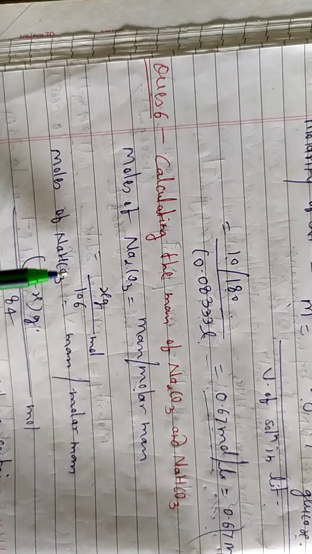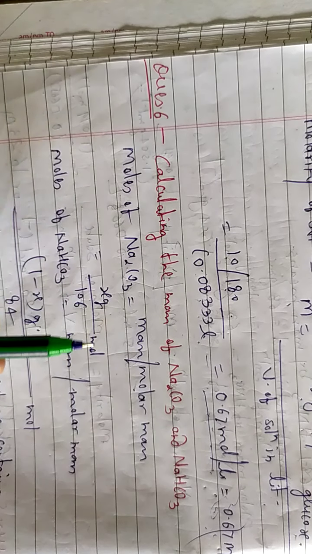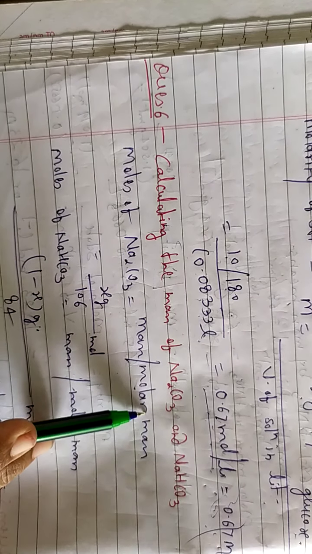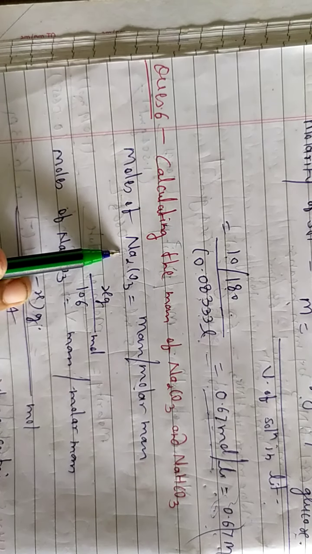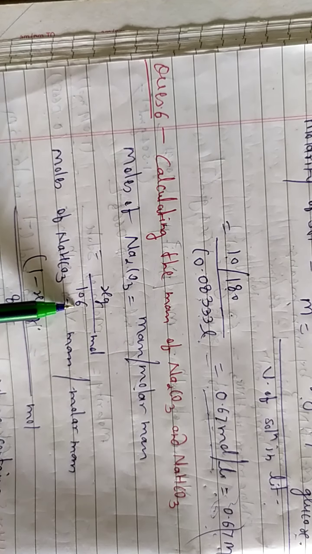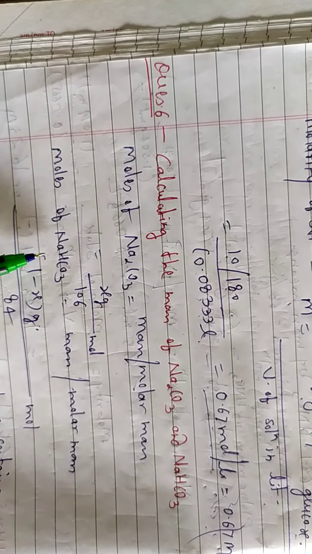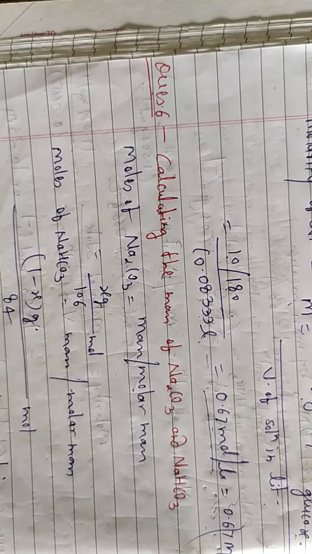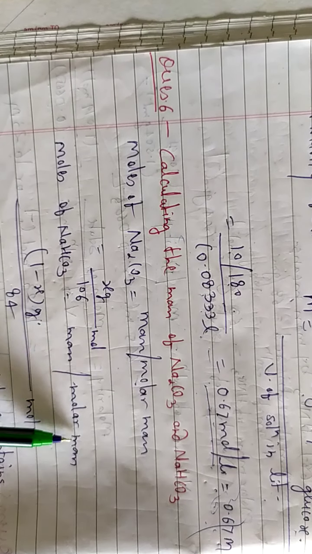Here X grams we want to calculate, we don't know. So divide by 106. 106 is the molar mass of Na2CO3. That's why I have written here 106 mole. Now moles of NaHCO3. NaHCO3 is our sodium bicarbonate. Same formula, mass upon molar mass.